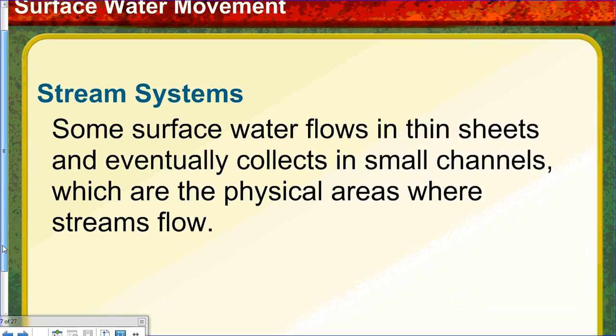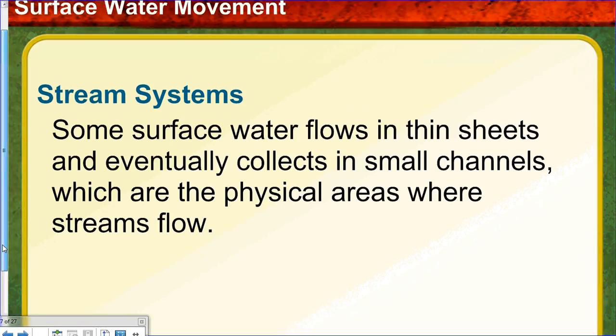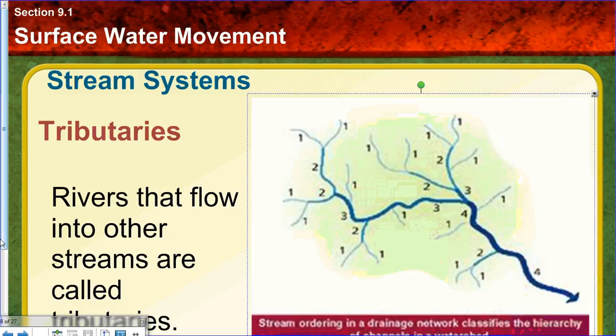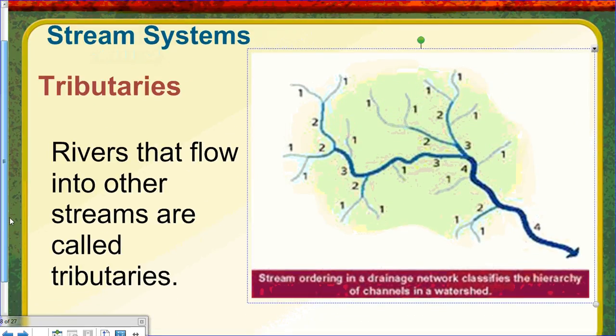So the water runs over the ground, it runs off based on how much rain there is, if there's vegetation, and the type of soil. Eventually it's going to run off and go into a stream system. Some of our stream systems are really small, and some of them are really, really big. So the smaller streams are called tributaries.